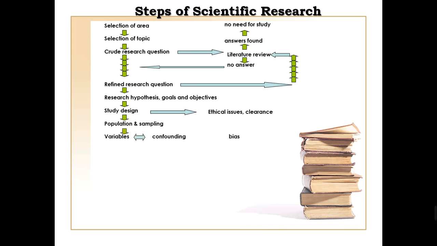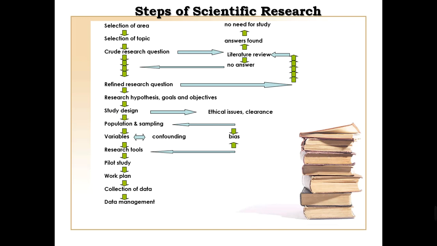Then you have to think about confounding and any biases there, and identify the problems. If there is no problem, you can identify the research tools, and finally you can go for a pilot study. That means a preliminary study, and you can prepare a work plan, and from the work plan collect all the data and do data management.